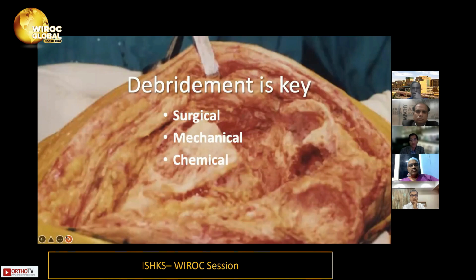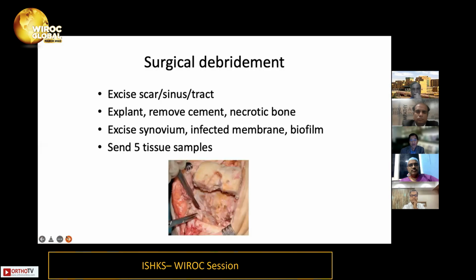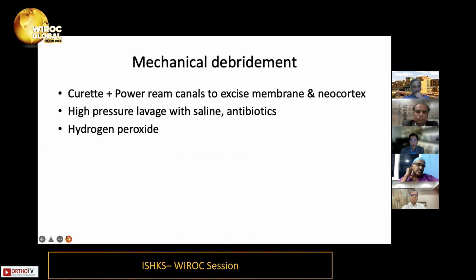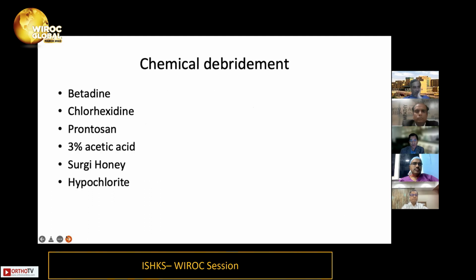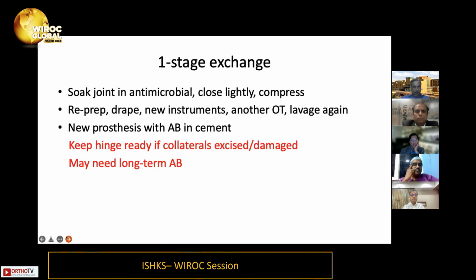Debridement is the key and consists of surgical, mechanical, and chemical debridement: excision of all necrotic tissue, implant, cement, synovium, and biofilm, followed by mechanical debridement with curettage and power reamers and high-pressure lavage. And lastly, chemical debridement with a variety of betadine, chlorhexidine, prontosan, or anything of your choice.